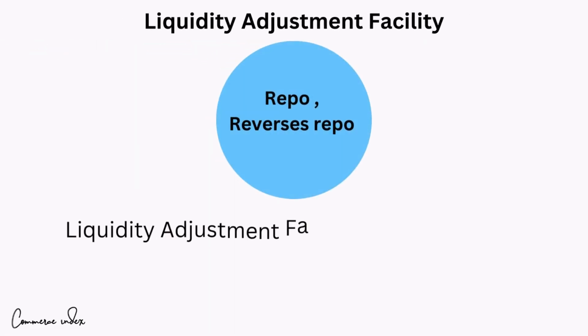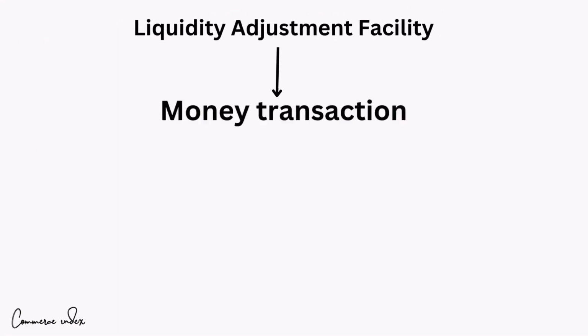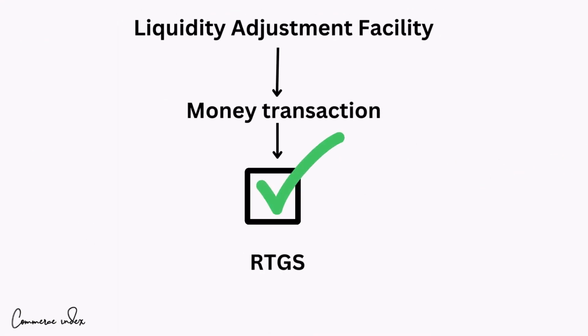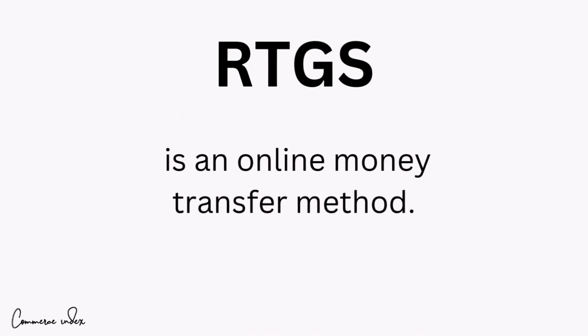Liquidity adjustment facility consists of repo and reverse repo operations. In liquidity adjustment facility, money transaction is done via RTGS, where RTGS is an online money transfer method.